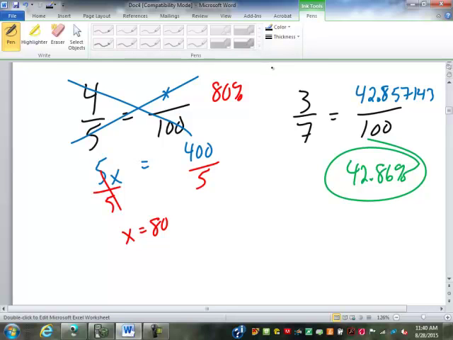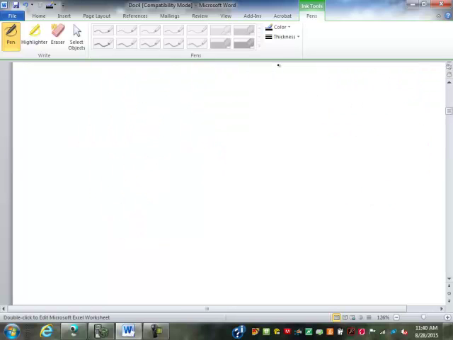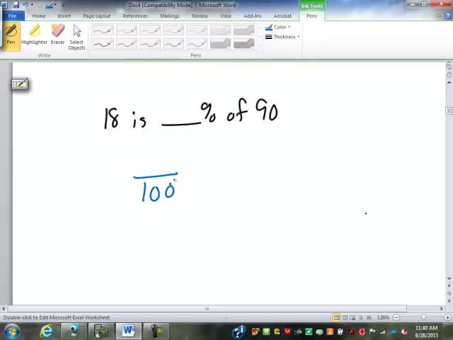Okay, so now that we can convert between the different forms from percent to a decimal to a fraction and back again, let's look at what we're going to do for some basic calculations with these. For example, we might have 18 is blank percent of 90. So when we look at these, I usually start with the percent. Now in this problem, we don't have the percent, but that doesn't mean we can't start with it. Blank percent is just blank out of 100. Remember, a percent is always out of 100.